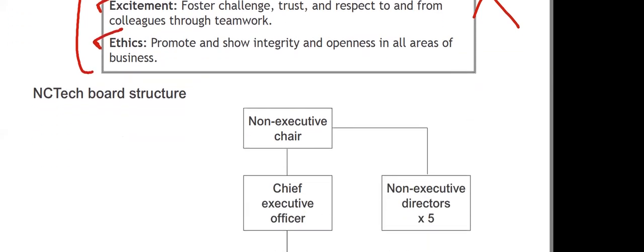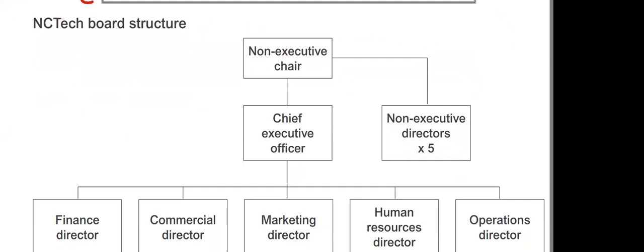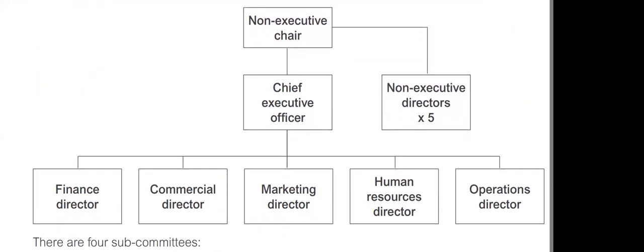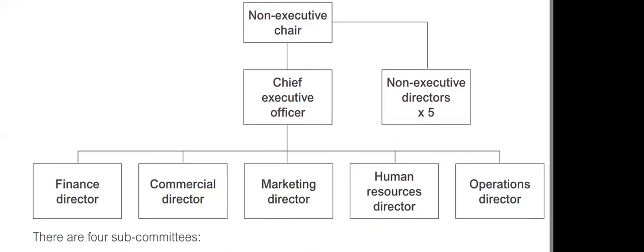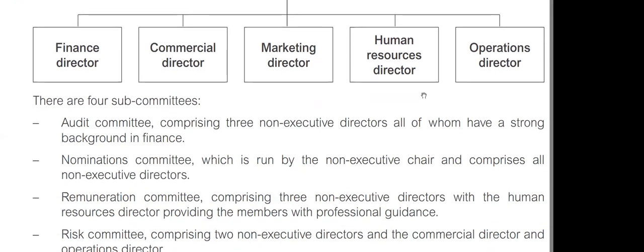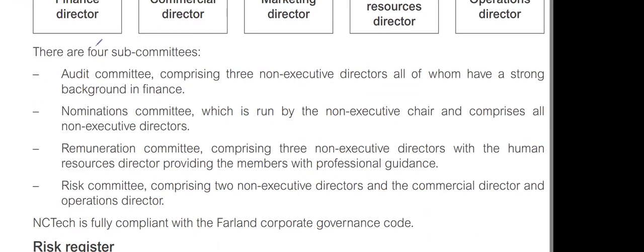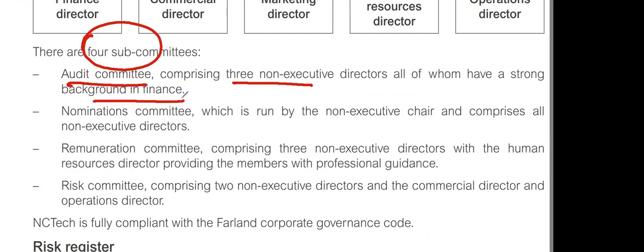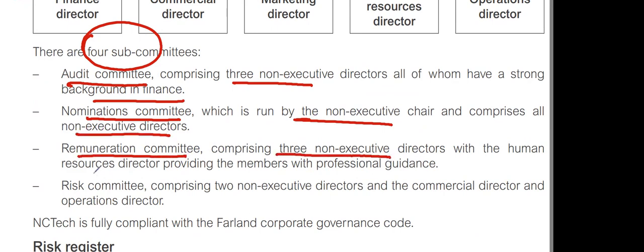Then we have the board structure, which means they want you to do some evaluation of the corporate governance environment, of the corporate governance tone. There's a non-executive chair, there are non-executive directors, and there are the executive directors. You have been told about 4 subcommittees. The audit committee, it has 3 non-executive directors, strong background in finance, good. Nominations committee, non-executive chair, all non-executive directors. Remuneration committee, 3 non-executive directors, with HR director providing the members with professional guidance. Risk committee, 2 non-executive directors, and commercial operational directors.